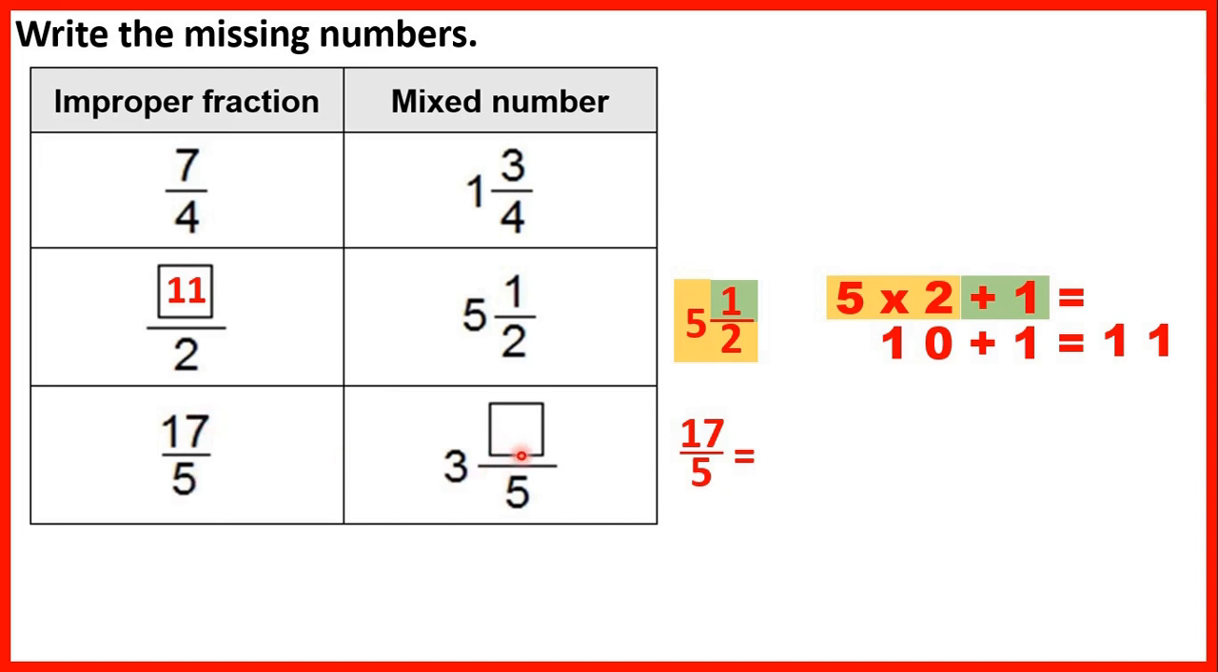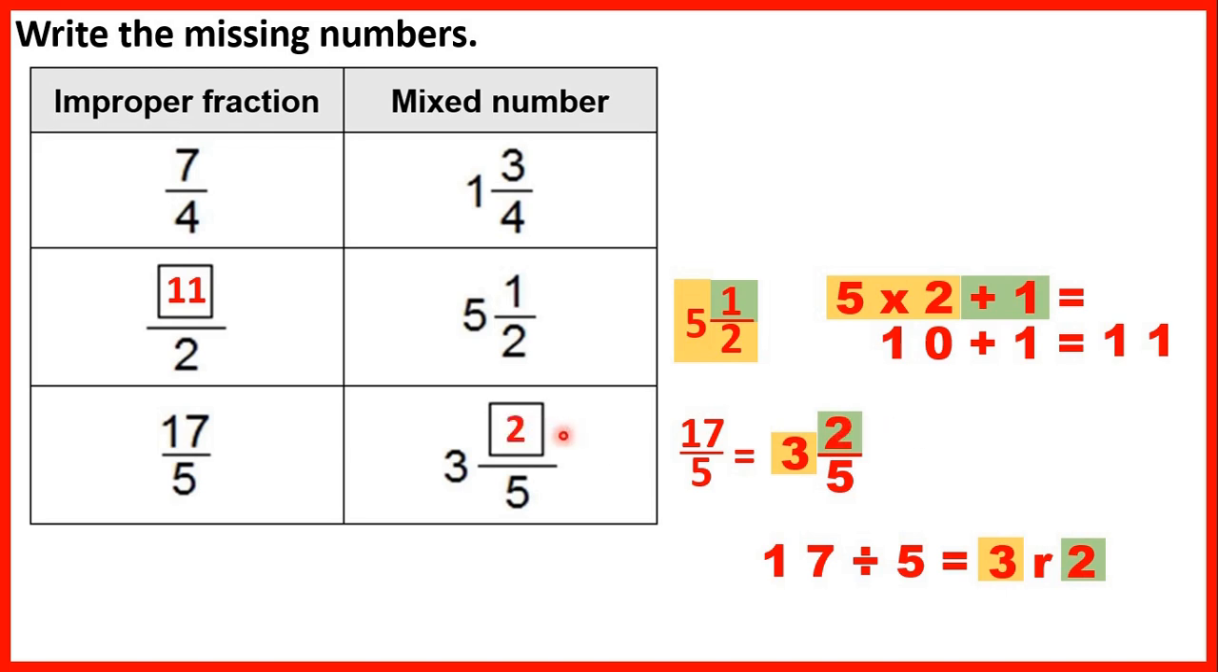Now we're given the improper fraction 17/5, and we need to change that to a mixed number. Remember, a fraction is really a division, so our denominator will stay the same, and then we can divide 17 by 5. That's 3, remainder 2, because 3 times 5 is 15, and then we need 2 more to get to 17. So we have 3 2/5. We have 3 as our whole number, and then the remainder is our numerator. So our missing number here is 2.